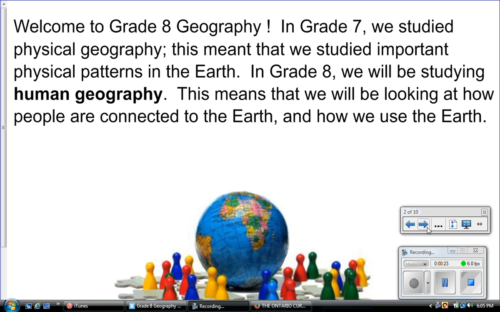Welcome to Grade 8 Geography. In Grade 7, we studied physical geography. This meant that we studied important physical patterns in the Earth. In Grade 8, we will be studying human geography. This means that we will be looking at how people are connected to the Earth and how we use the Earth.